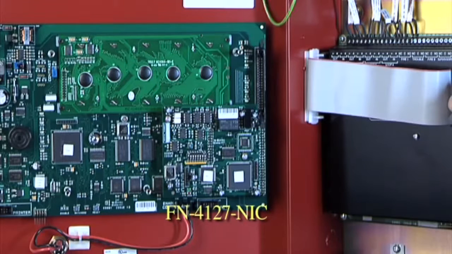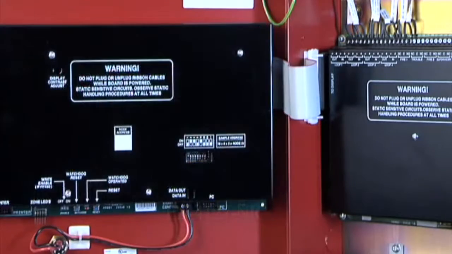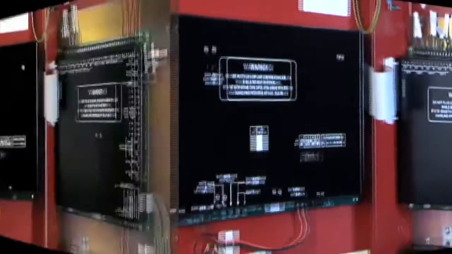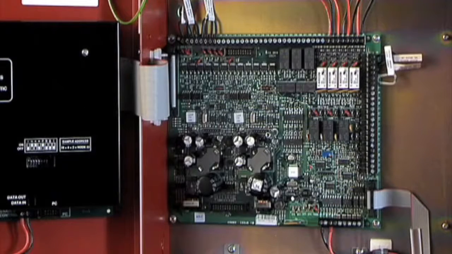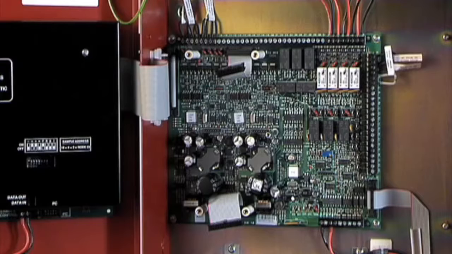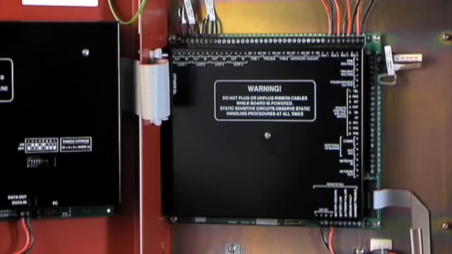The FN4127-NIC is the network interface card. The FN4127-SLC is the dual SLC loop expander card.